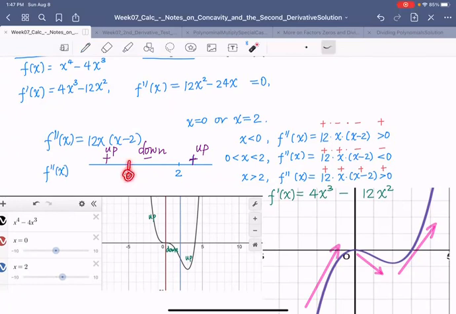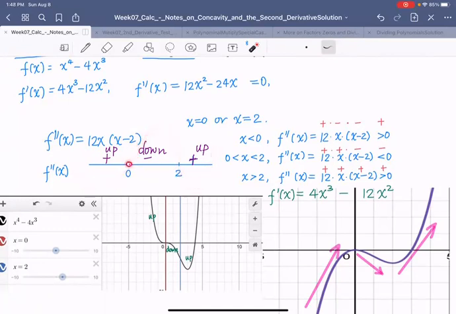You have a 0, you have a 2. On the left of 0, this is positive. Between 0 and 2, this is negative. At the right of positive 2, it is positive. So second derivative positive, this is concaving up, right? Yeah. This is concaving up. This is concaving down. And this guy is concaving up.